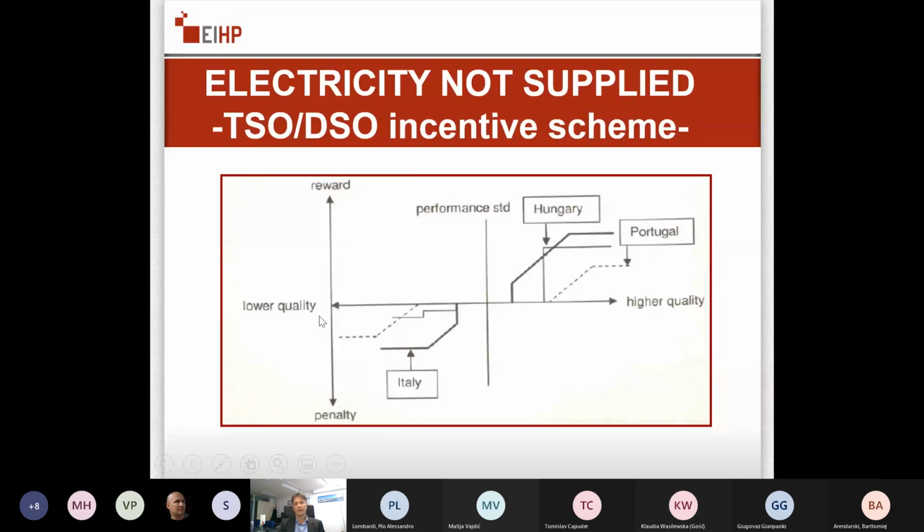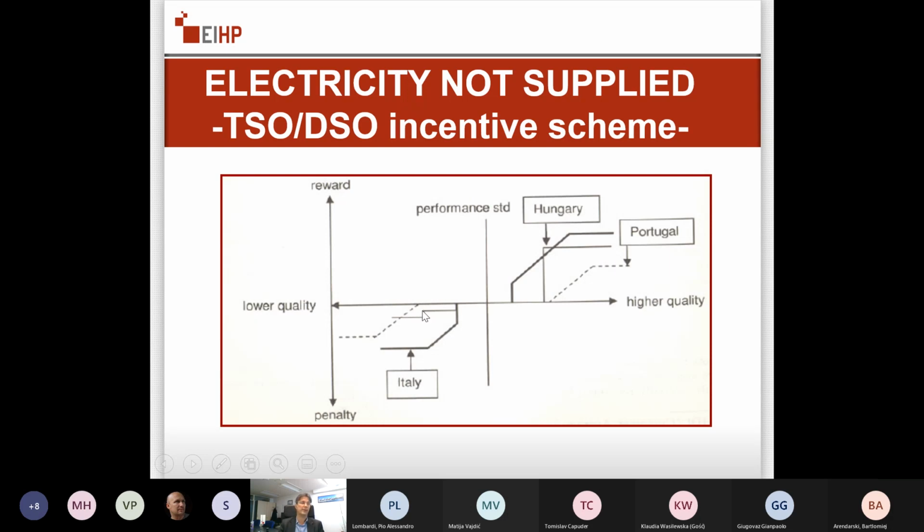How it works in reality: this is the graph where here you have quality and here you have reward, financial or penalty. So you have a performance standard, and there is a threshold between plus and minus to the performance standard in which the operator is getting nothing. If you're a little bit better or a little bit worse than the performance standard, then you are okay. But if you're doing much better than the performance standard, then you can get some reward, as given in these examples of Hungary, Portugal, and Italy. So different principles, different curves, but the same principle. Same on the other side.